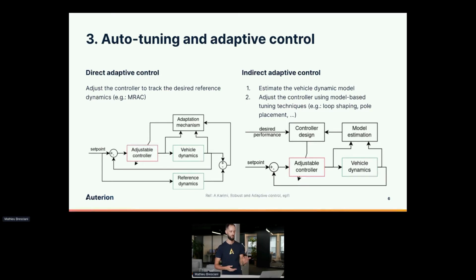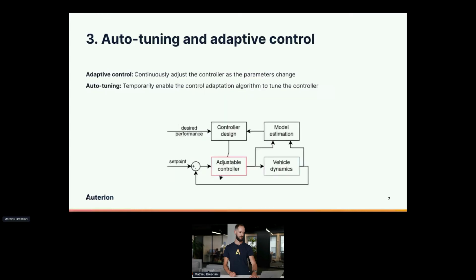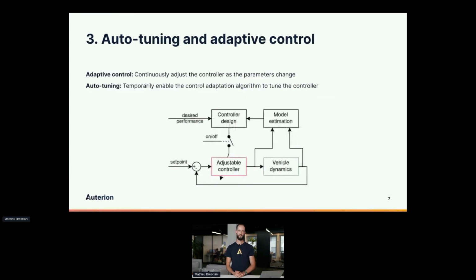So if it just runs all the time, it will be an adaptive controller. And here, the difference from adaptive control to auto-tuning is basically you engage the adaptive controller at some point when you want to tune the controller, and then you just disengage it such that you have fixed gains.